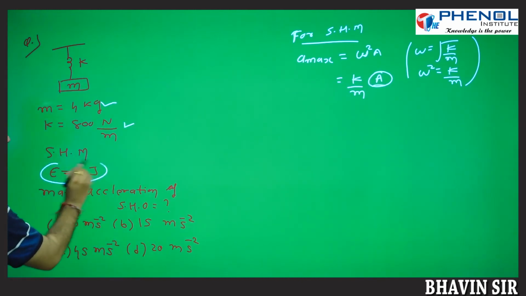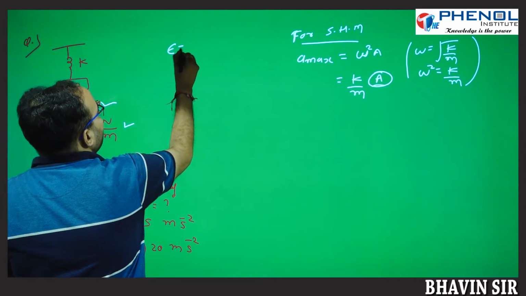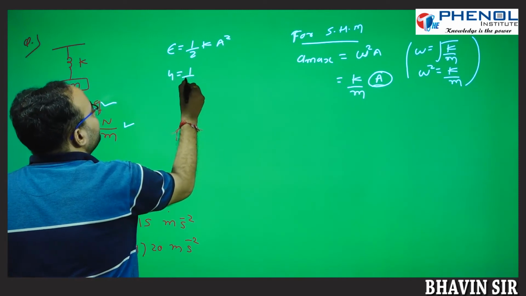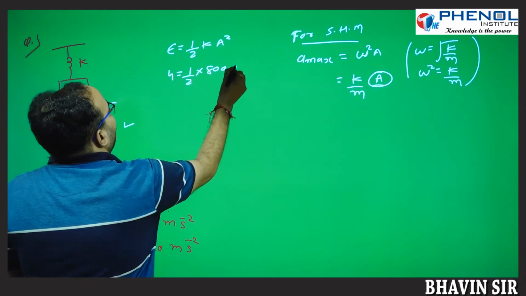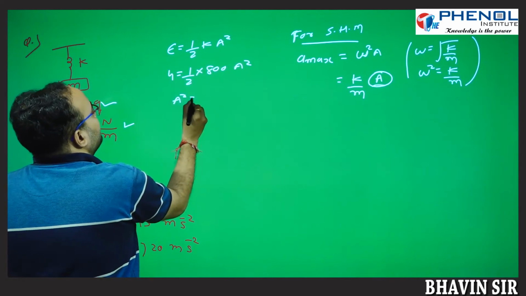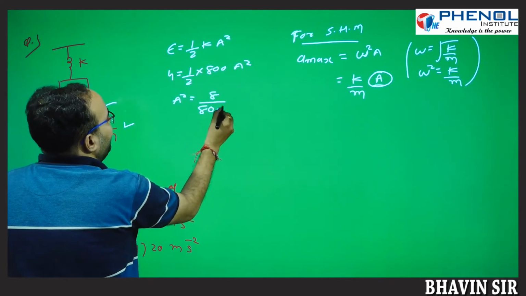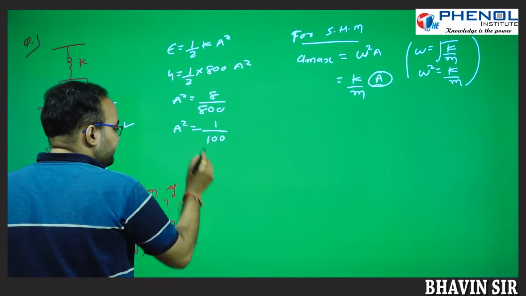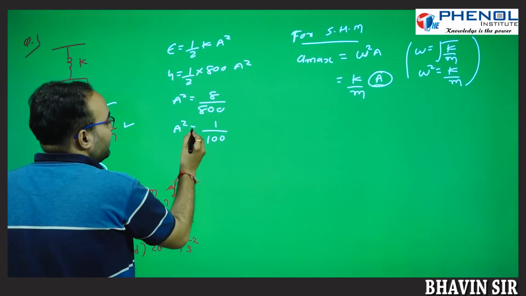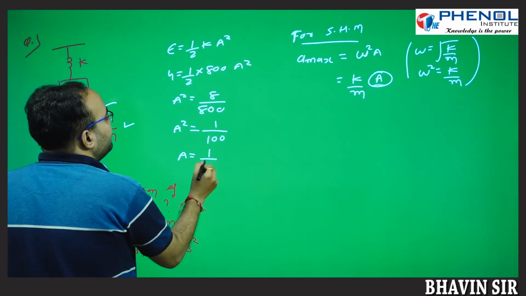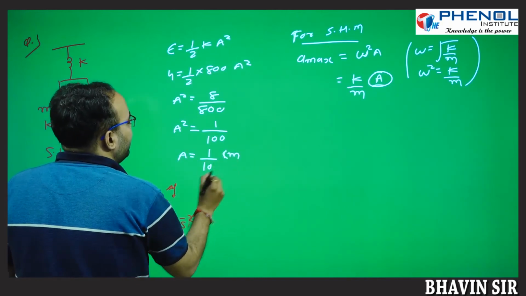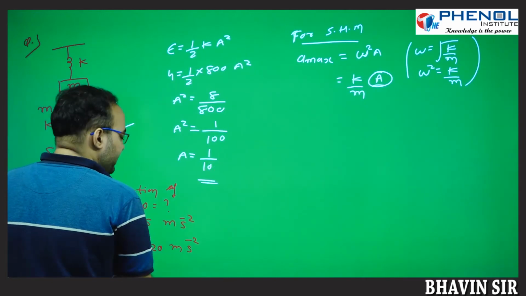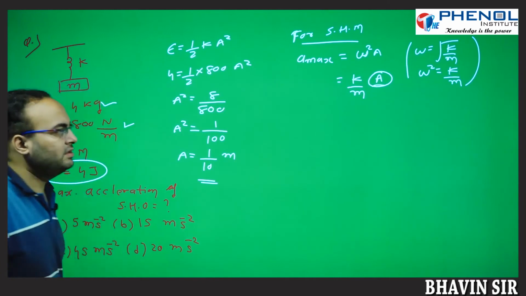So how to find A? See, total energy is given. Total energy is equal to half Ka square. So 4 joule, and what is K? 800. So 8 by 800 means 1 by 100. So what is the amplitude? 1 by 10 centimeters. Sorry, all are in meter. So the amplitude is 1 by 10 meter. Now place it here.